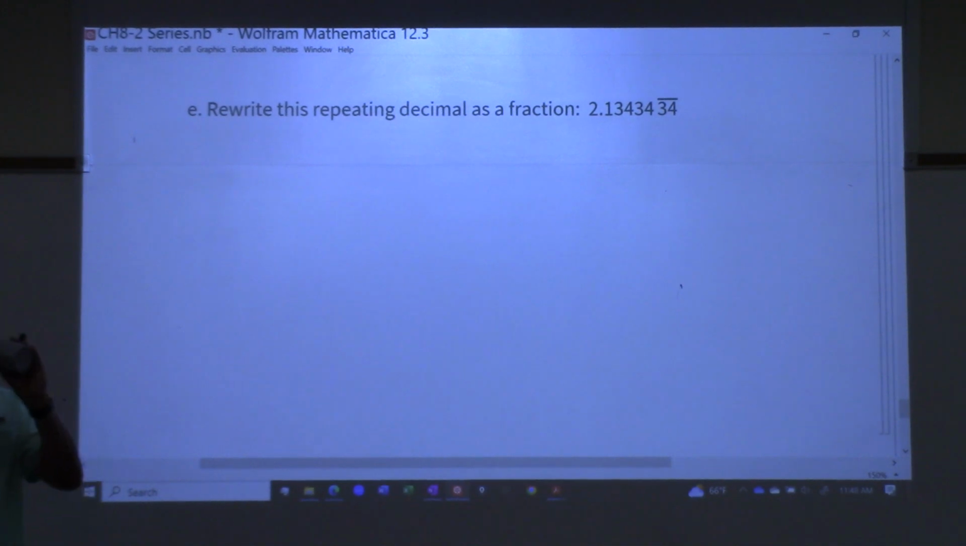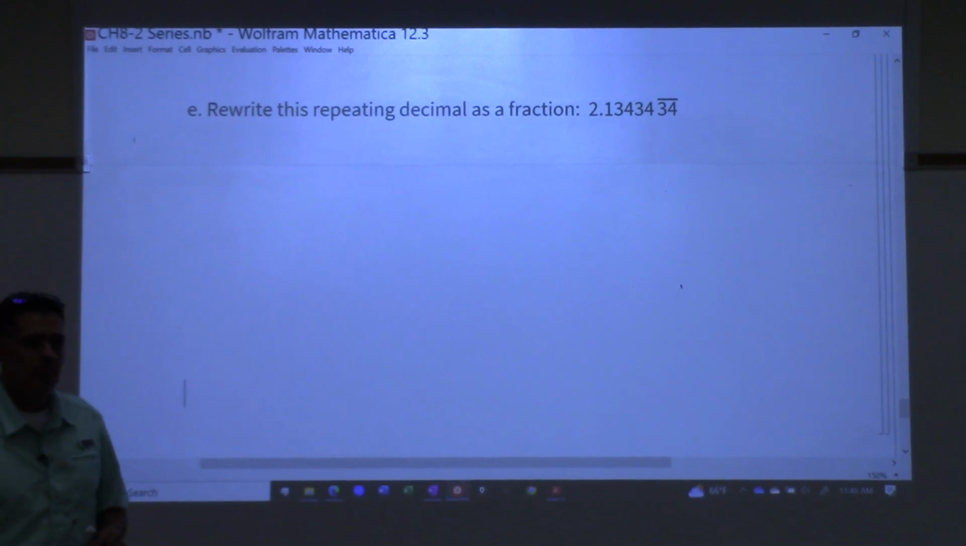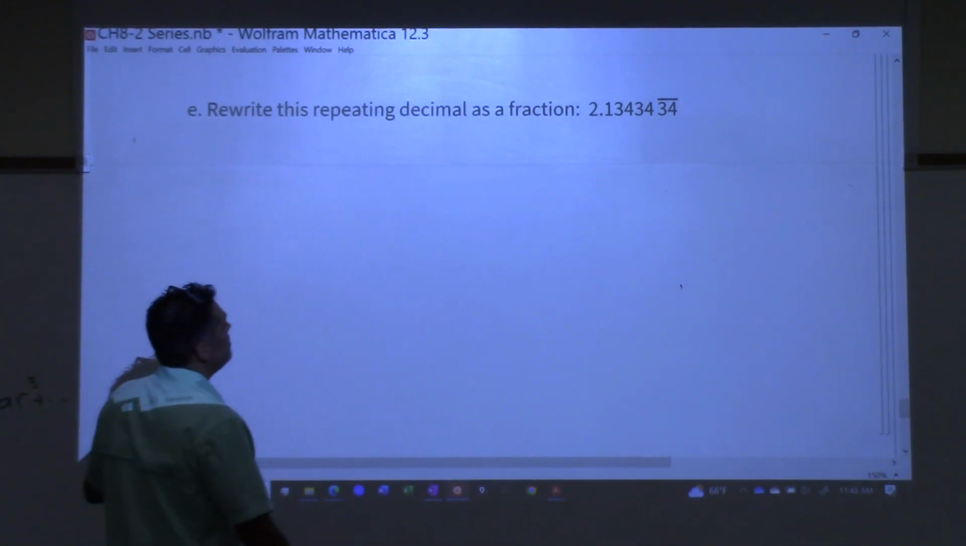Is pi a rational number then, or repeating? Is pi irrational or rational? Does it eventually repeat? No, pi does not have a pattern to it, so it's irrational. So what I'm telling you here is to rewrite this repeating decimal as a fraction. It repeats, so it's a fraction. What is the fraction? The way we do this is kind of weird, all right? Let me write some stuff out.